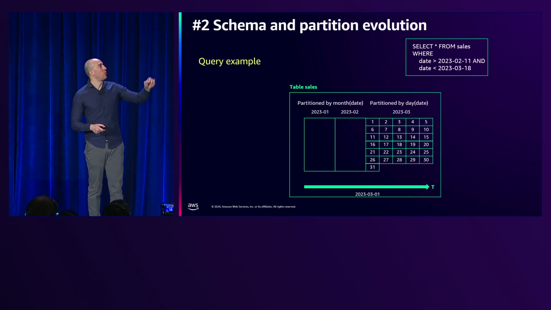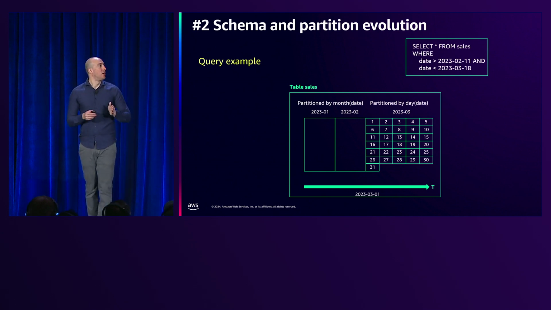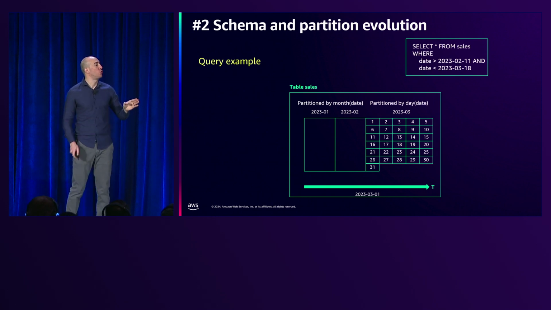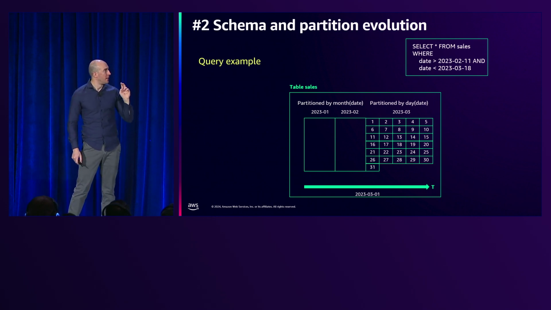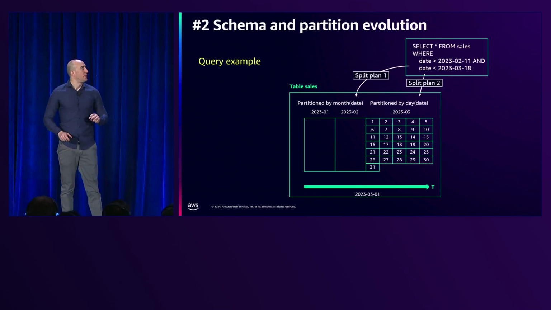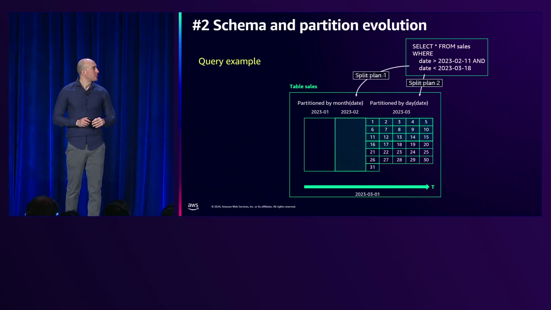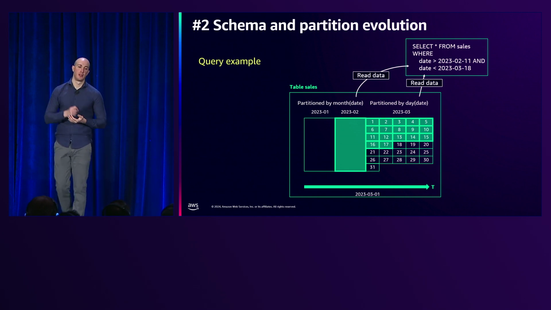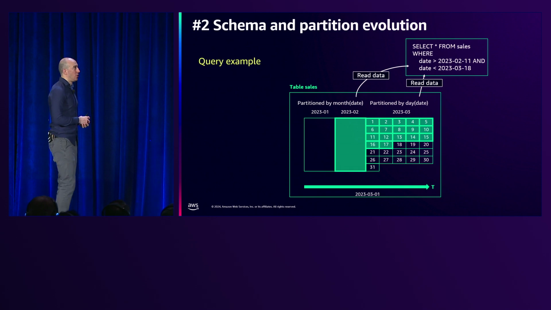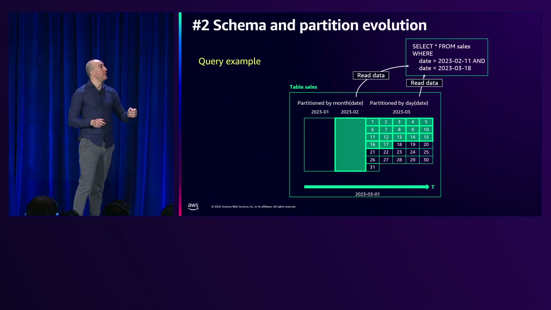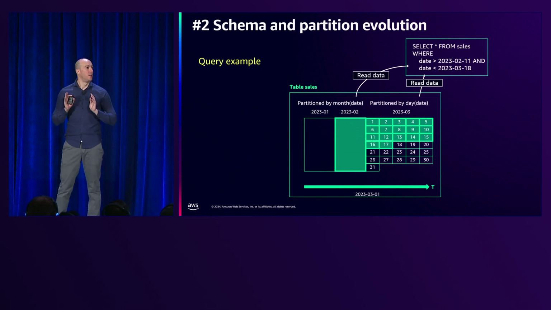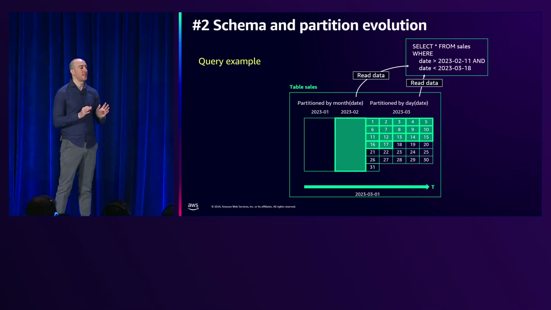For example, we want to run a SELECT star from the sales table where we get all the sales between February 11th and March 18th. We split the query in half, and we give the right knowledge and the right objects to the query engine to run that query. Again, partition evolution is free of side effects, and it's just a metadata operation.